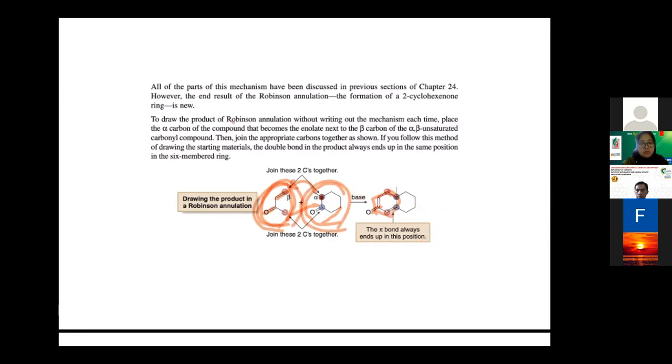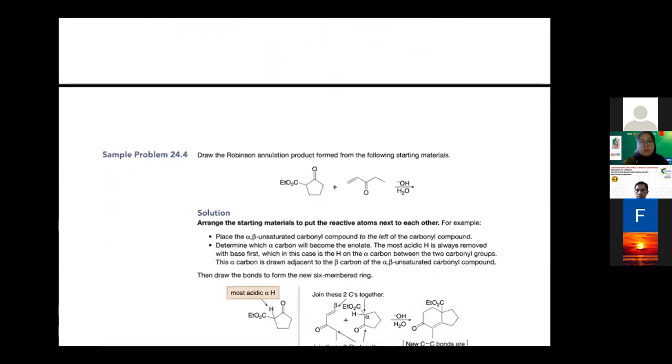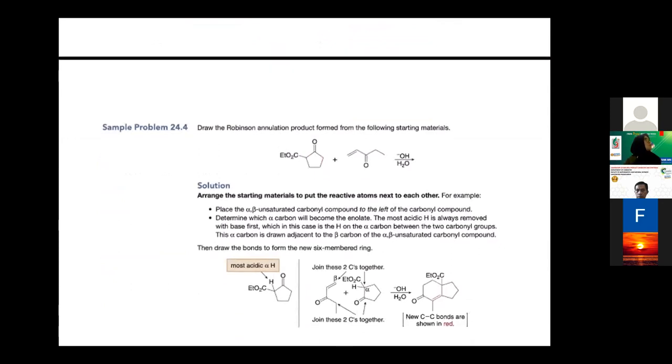the Robinson annulation. Yes. Next, this is the mechanism. This is the example of how to react both components under the Robinson annulation.